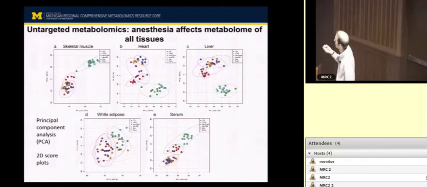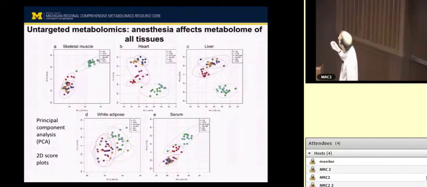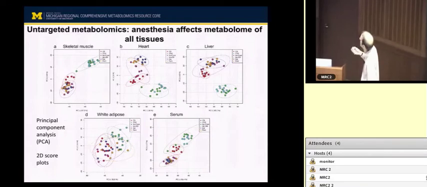So skeletal muscle sort of separated out into two groups. Heart, you see, each group kind of looking almost its own thing. Liver, again, two groups, sort of more akin to skeletal muscle. White adipose tissue was a little bit more of a mix-up, so less differentiation between groups. Serum, again, we do see the groupings aren't exactly the same, but we do see some substantial differences between our modes of anesthesia and euthanasia.